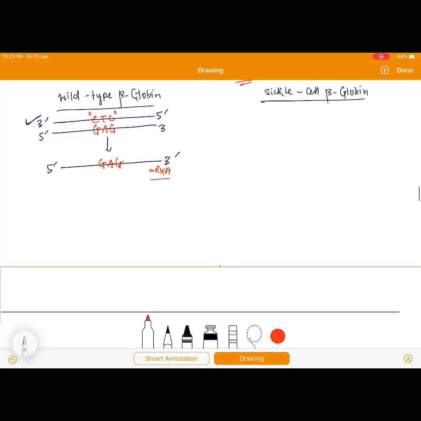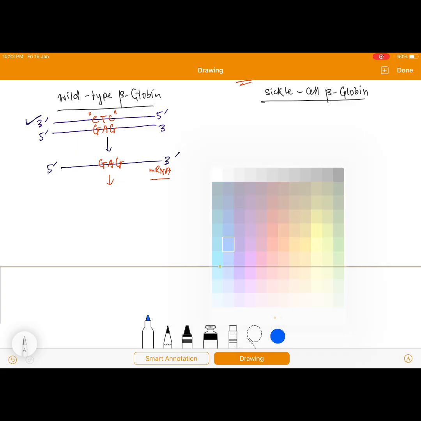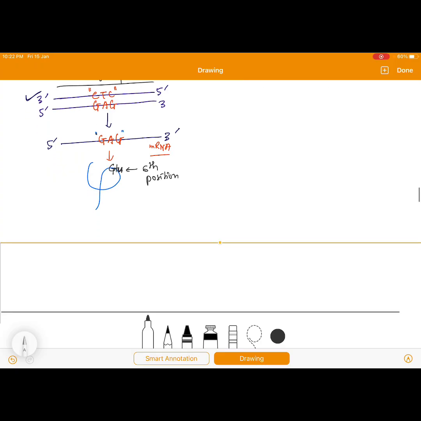And ultimately this mRNA will translate into a protein. Suppose the protein is like this, a blue colored protein, and in this protein a number of amino acids will be there, but corresponding to this particular codon there is one special amino acid, that is glutamic acid. Suppose this glutamic acid is present at the 6th position of this protein, and this protein will be the beta globin. This is the beta globin, and this beta globin is quite normal.